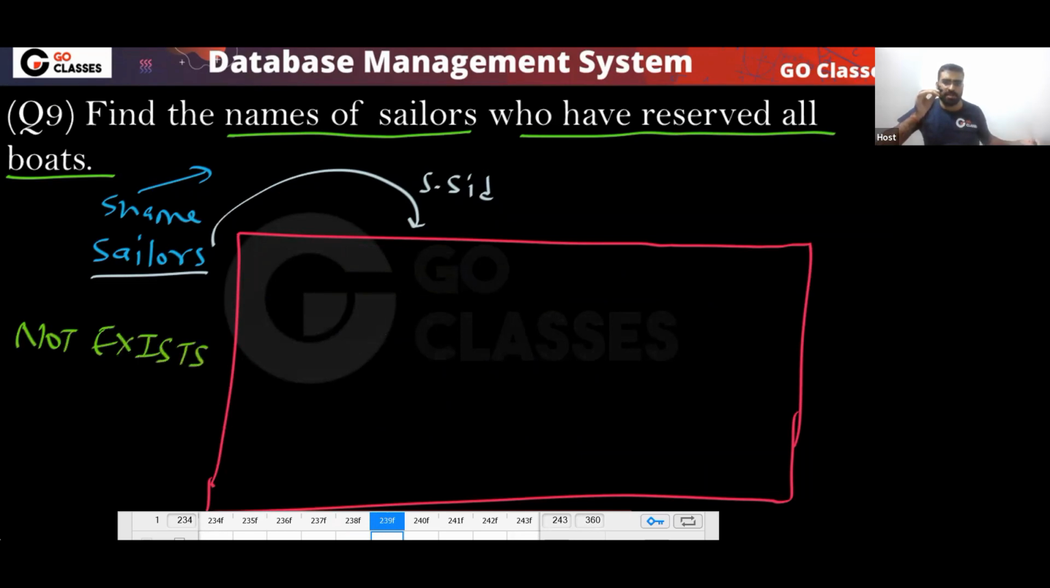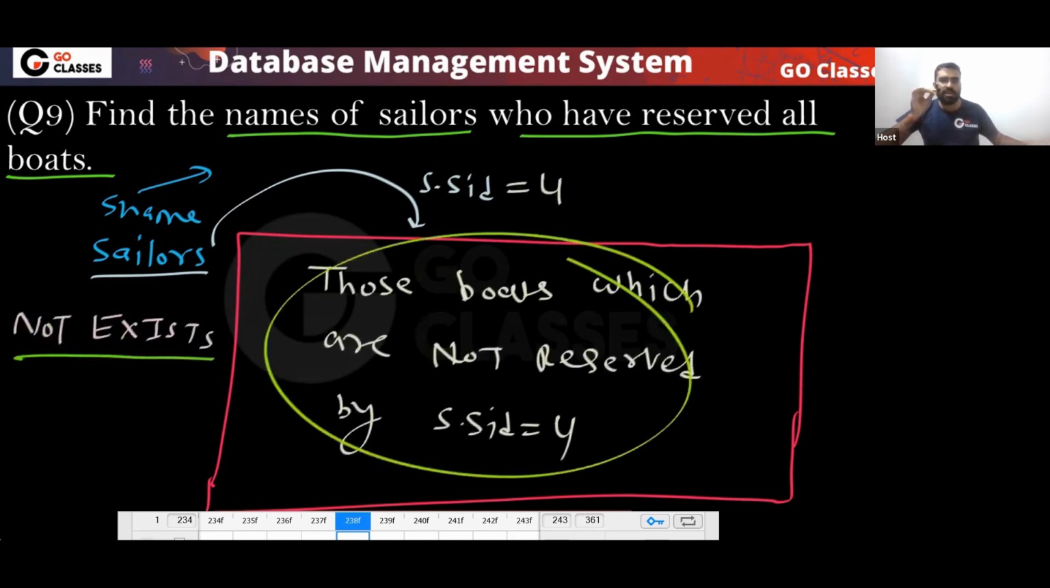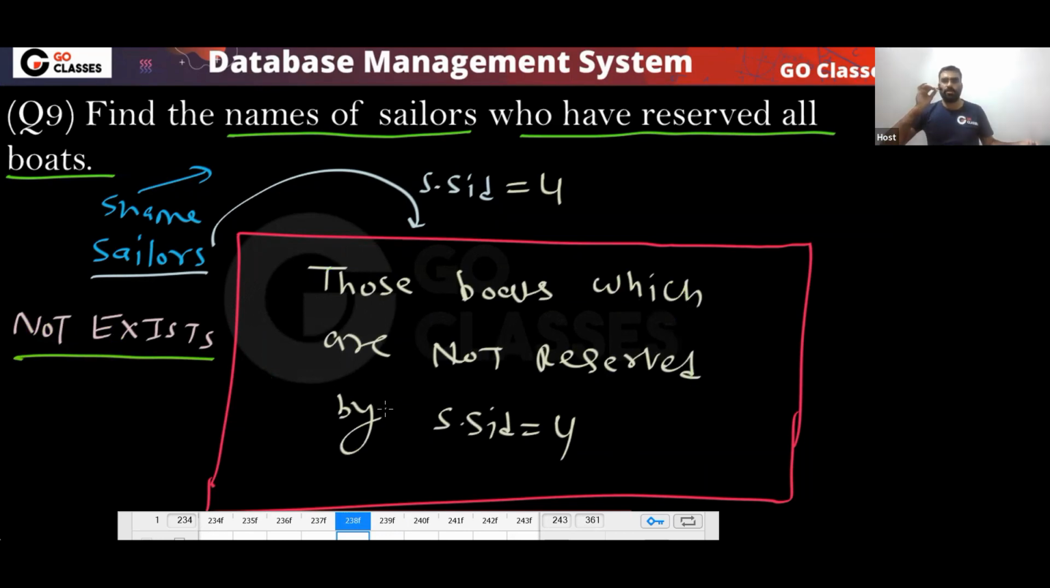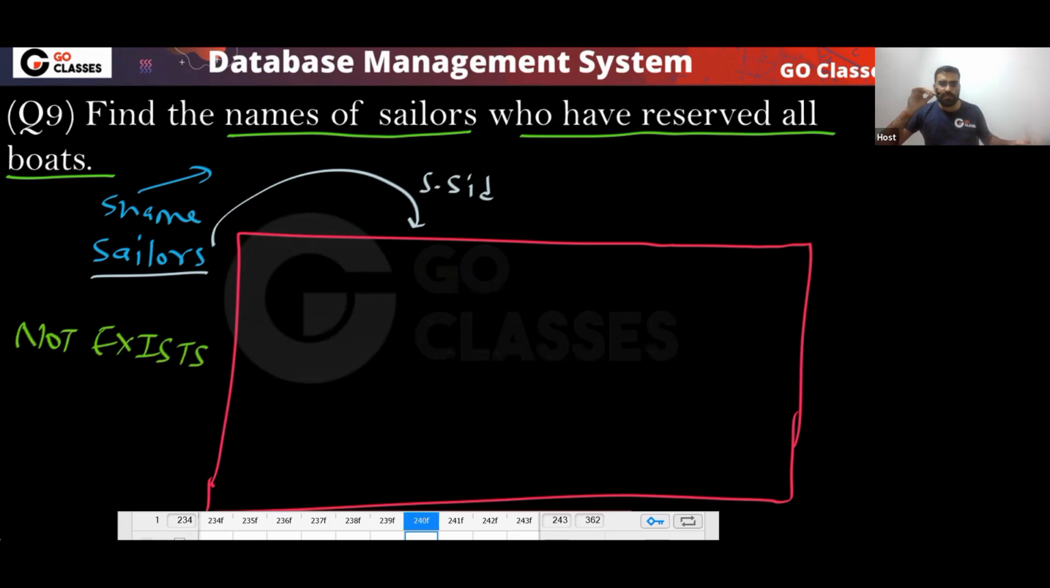So what should not exist? This type of boat. What boat? Those boats which are not reserved by s.sid. How to find this? From all boats, if I remove those reserved by SID 4, yes or no? So very simple. All boat BIDs you find, minus, or you can put except.